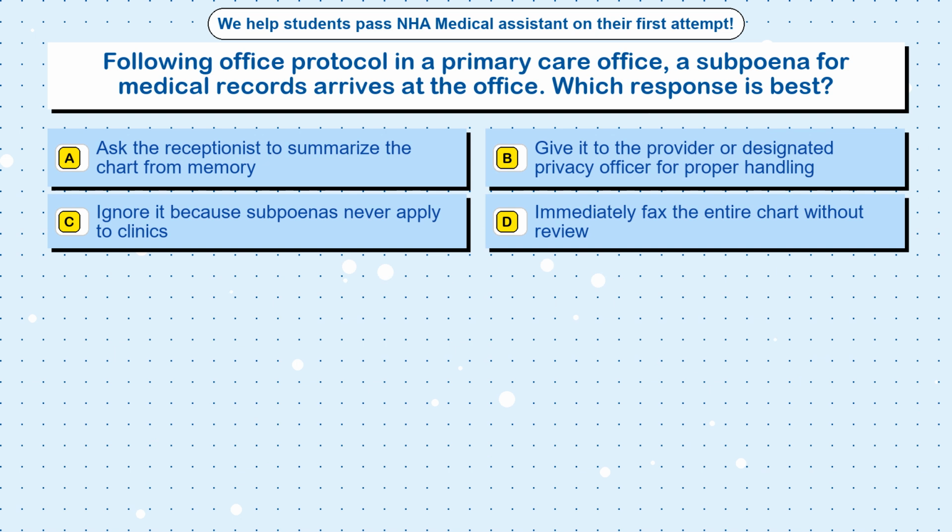Question 81. Following office protocol in a primary care office, a subpoena for medical records arrives at the office. Which response is best? Option A, ask the receptionist to summarize the chart from memory. Option B, give it to the provider or designated privacy officer for proper handling. Option C, ignore it because subpoenas never apply to clinics. Option D, immediately fax the entire chart without review.